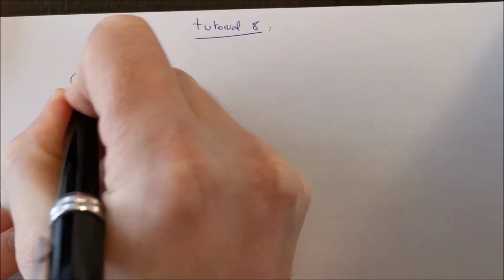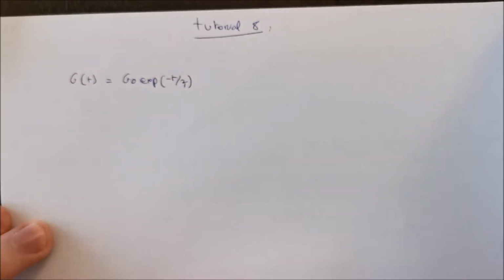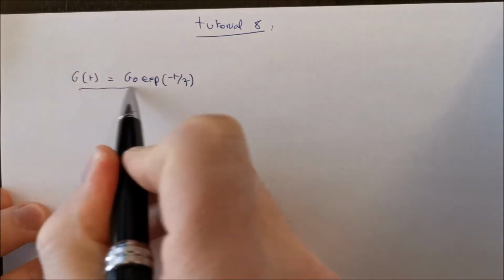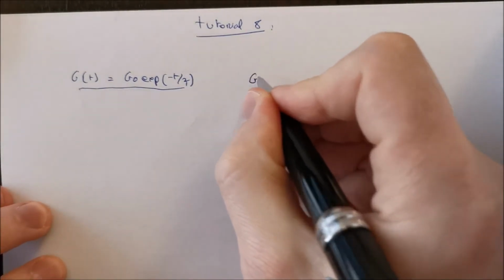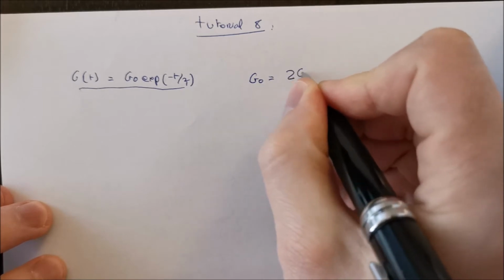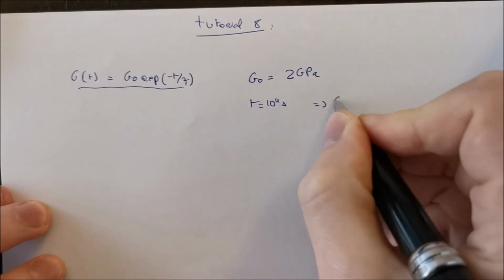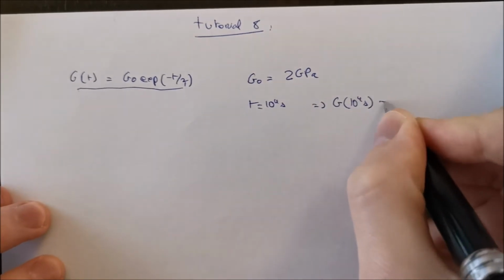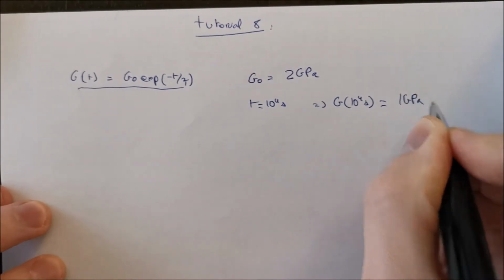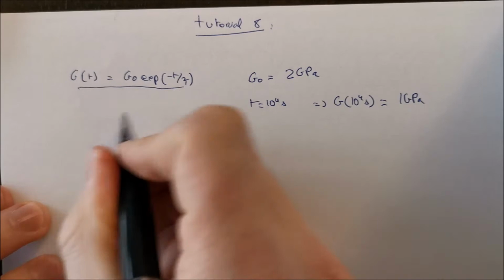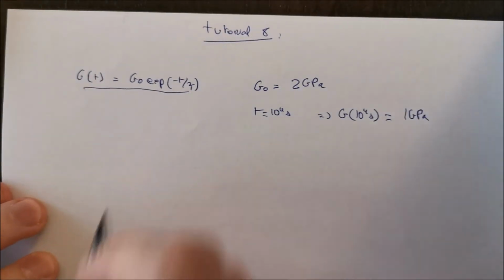Okay. So in problem 1, we have a system where we know that the biopolymer has a stress relaxation modulus that can be expressed as, okay, this is the expression for the stress relaxation modulus over time. So we know that G0 equals 2 gigapascal, and we know that at t equals 10^4 seconds, it is equal to 1 gigapascal. Okay? So that means that we can rewrite this stress relaxation modulus expression as follows.